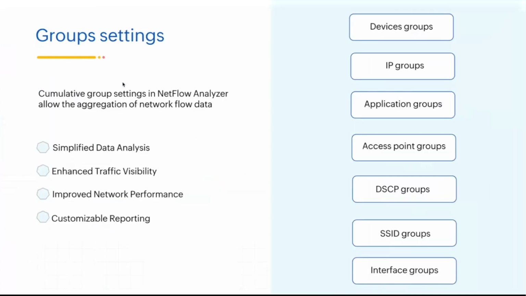Cumulative group settings in NetFlow Analyzer allows the aggregation of network flow data. Hence, you will have a simplified data analysis where you have meaningful groups for easier interpretation. You have enhanced traffic visibility into specific traffic types and usage patterns. You can identify and resolve bottlenecks, and you can improve the network performance. You can also have a customizable reporting feature which will allow for tailored reports based on specific business needs.